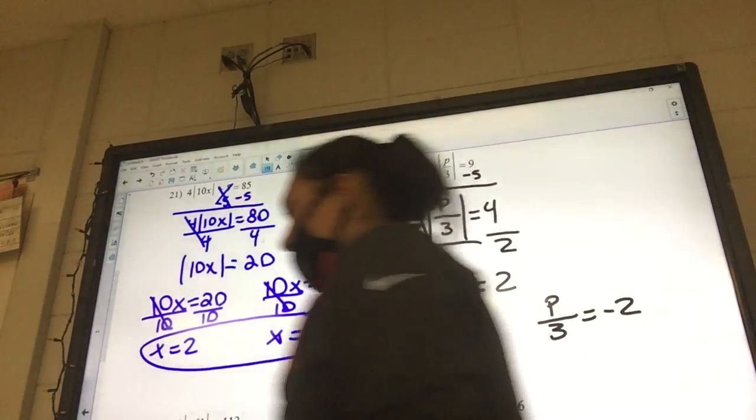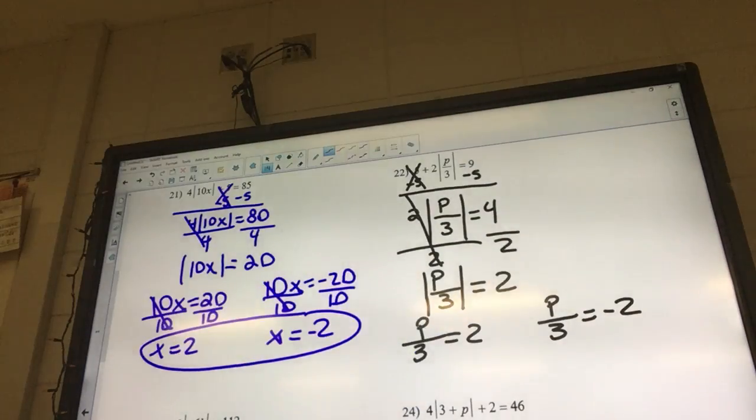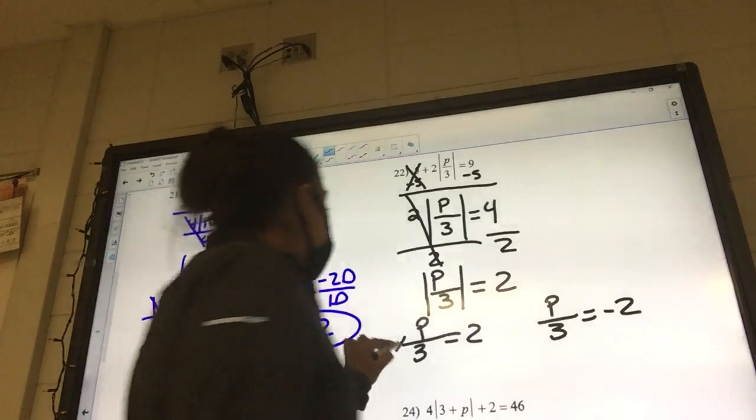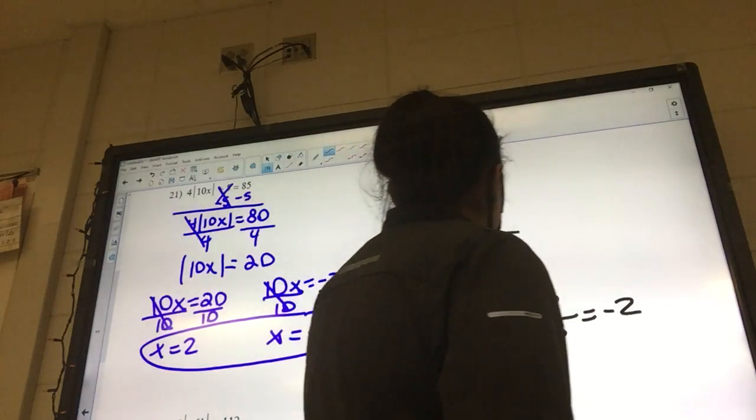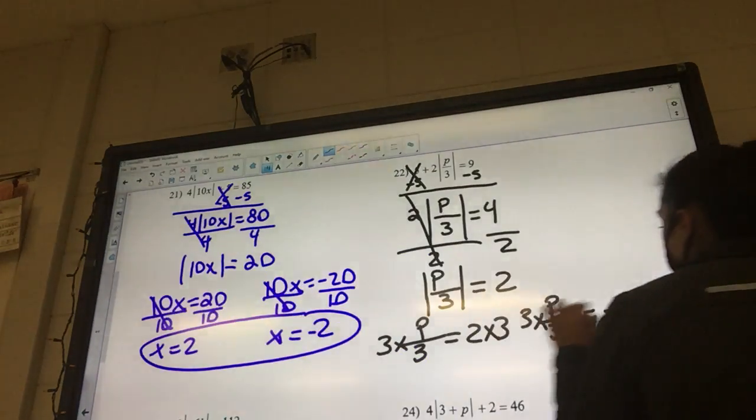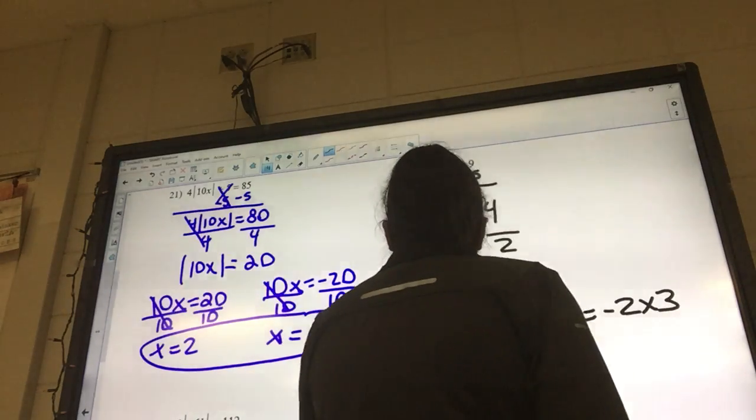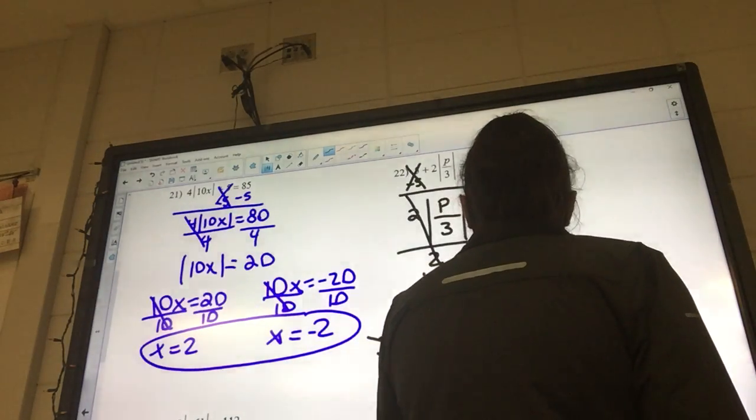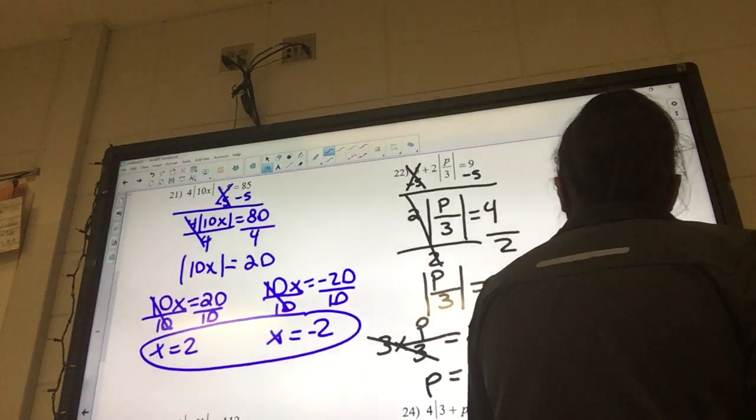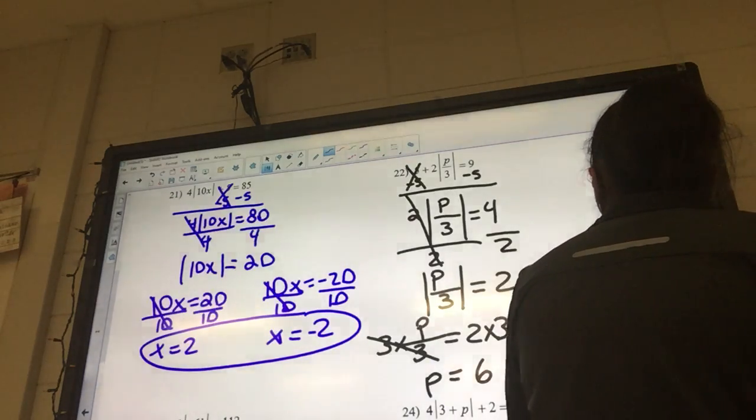Then we gotta multiply it by 3, because it's already a fraction. P over 3 is a fraction, so you really need to multiply by 3. That was surprisingly easy. It looks a lot more complicated than what it is. So then it becomes negative 6 and 6. Yeah, I was right.